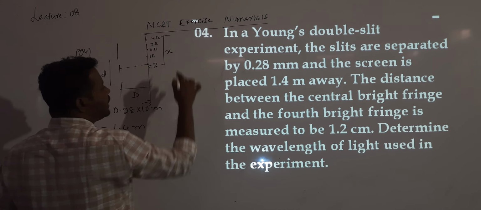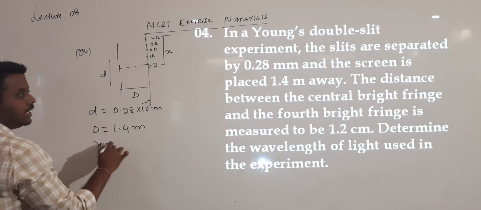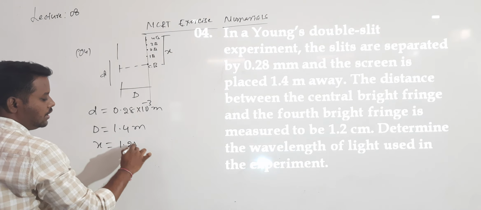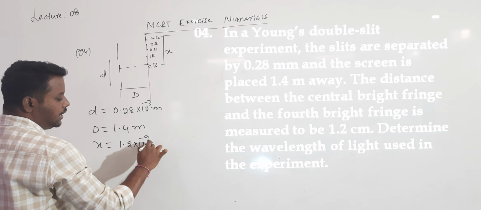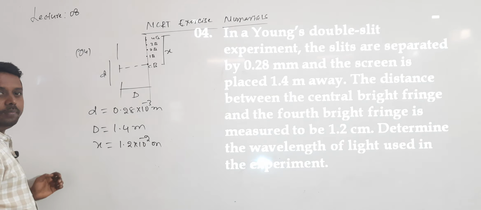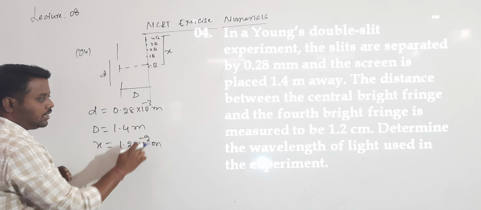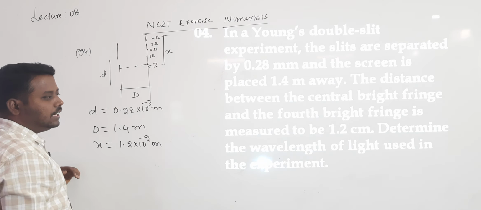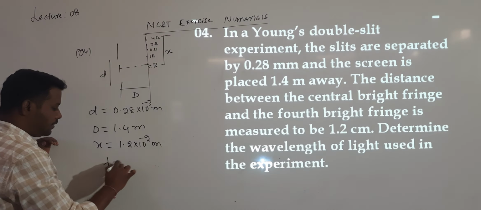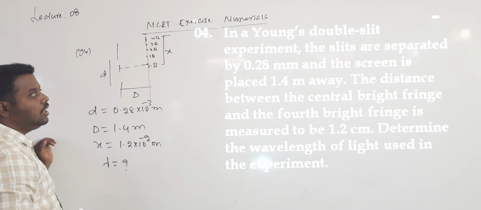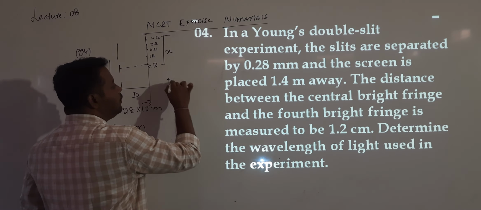They gave the distance between the central bright and the fourth bright. Can I call this distance x? So x value is given as how much? 1.2 centimeters, that is 1.2 into 10 power minus 2 meters. When you are doing the problem, better you keep all the values in the same unit system. Determine the wavelength of light, they ask. Lambda value is how much? What is the distance of the nth bright band formula?